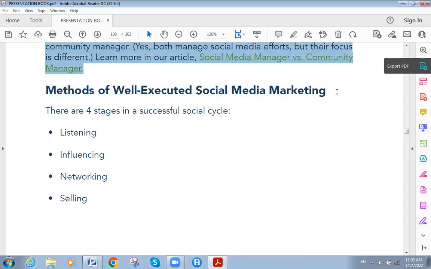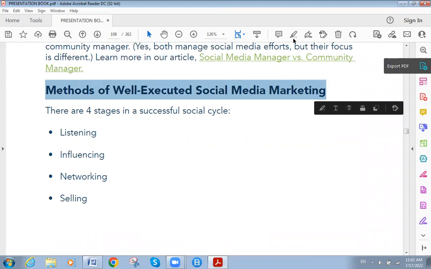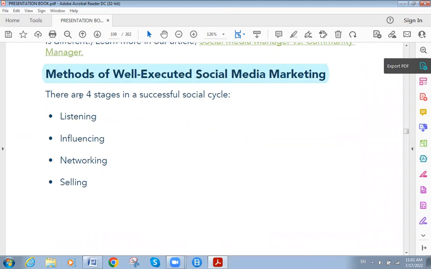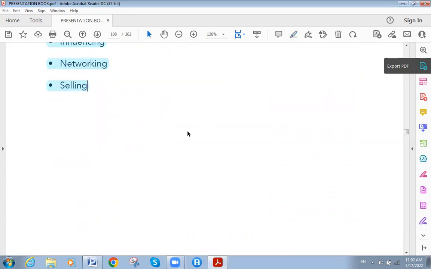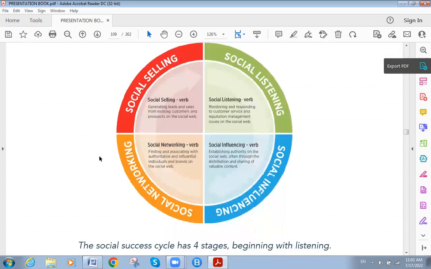Now we'll go to methods of well-executed social media marketing. The 4 stages for a successful social cycle are listening, influencing, networking, and selling. Those are the 4 stages which are very important for social media: social listening, social networking, social influencing, and social selling. Those 4 are the stages for the social media success cycle.